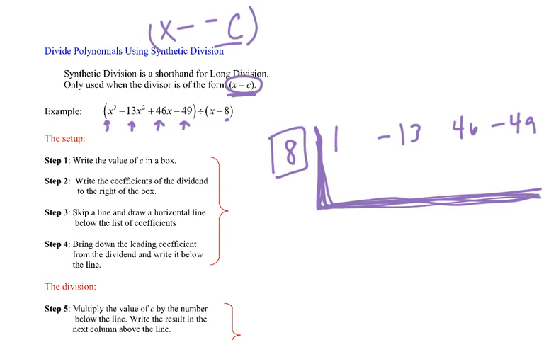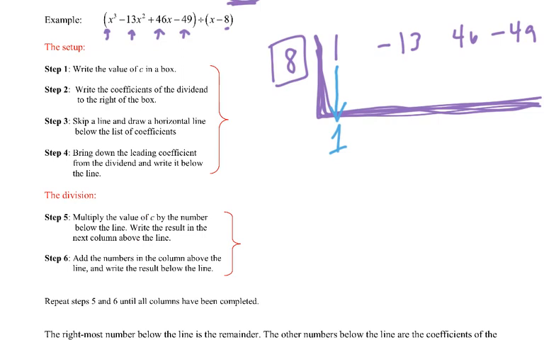And then we're going to bring down the leading coefficient from the dividend and write it below. So we take this leading coefficient, bring it down, and that's a 1. Now here's where it gets fun. The division. We multiply the value of C by the number below the line. So 8 times 1 is 8. We write the result in the next column above the line.